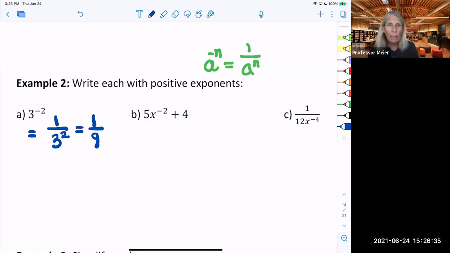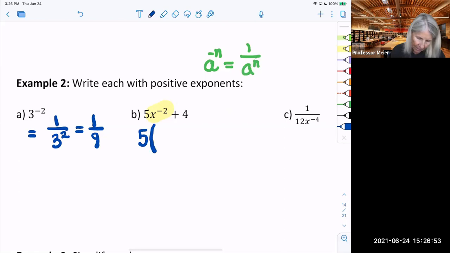Okay, B, we have 5x to the -2 plus 4. So be careful on this. The x has the -2 power, not the 5. So the 5 has to just stay the same. So the 5 stays there. Now that 5 is being multiplied by x to the -2.